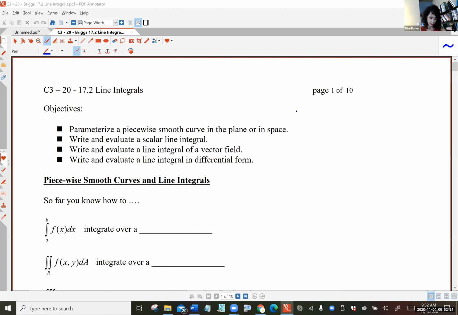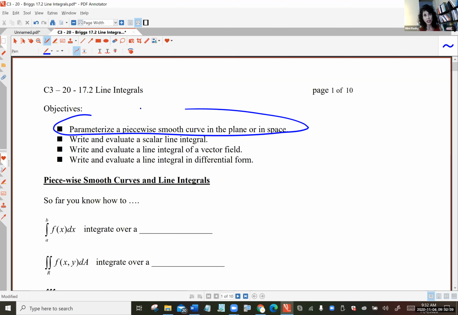So we're going to look at these. We're going to look at parameterizing, and you have to be good at parameterizing a curve. So we're going to do a little bit of review of that, and then we're going to hit it and hit it hard. There's going to be 3 kinds of line integrals that I want you to know how to do.